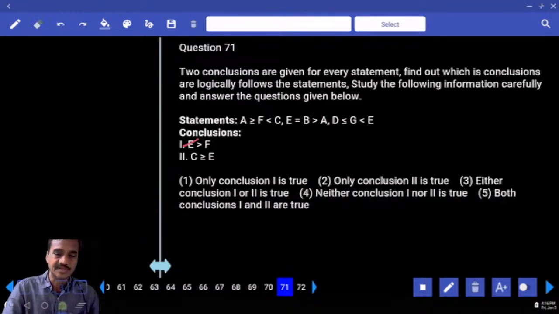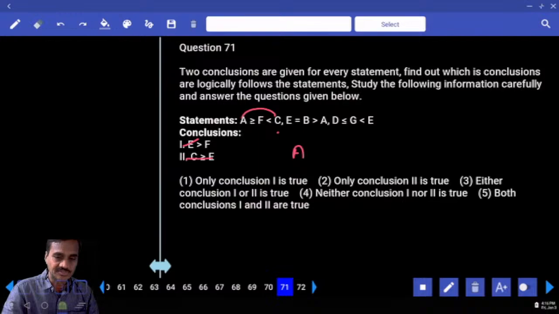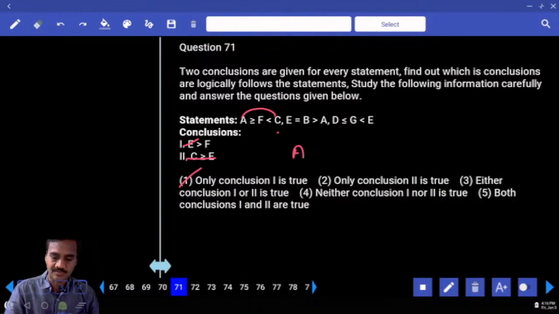Greater than. Next one, C and E. C is here and E is here. Again, what is the element that is common? A is common. A to C, opposite symbol. Hence, no relation can be drawn. Only one, choice one, 71.